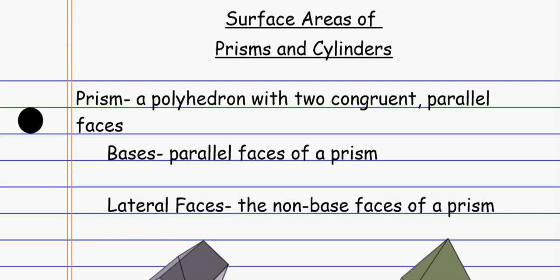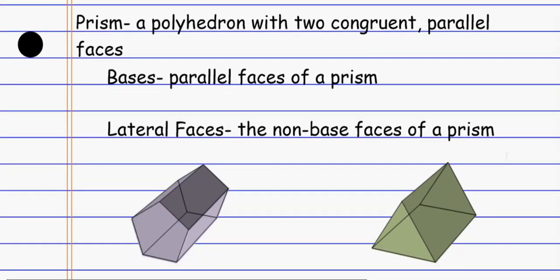So we have two faces, two polygons that make up the shape, that are congruent and parallel to one another. All right. The bases are the parallel faces of this thing. So when we refer to the bases of the prism, we're talking about those two parallel congruent faces. Then the lateral faces are the non-base faces of the prism, the pieces that are connecting those bases. All right. Here's kind of what a prism will look like.